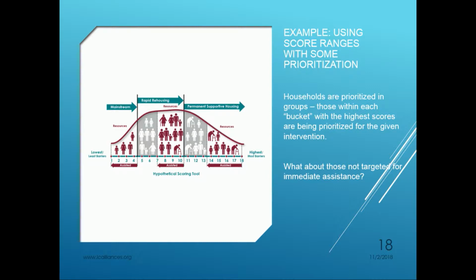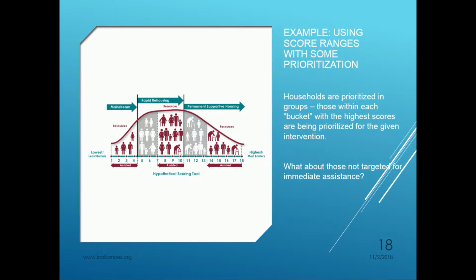So this approach often overlooks the strengths and supports of a particular household that could be a solution for them or help them to be successful in a different intervention than what their assessment score says. And the curve is not static. So new households are being added to coordinated entry every single day, and this results in the households being stuck in their given bucket based on their given assessment score.